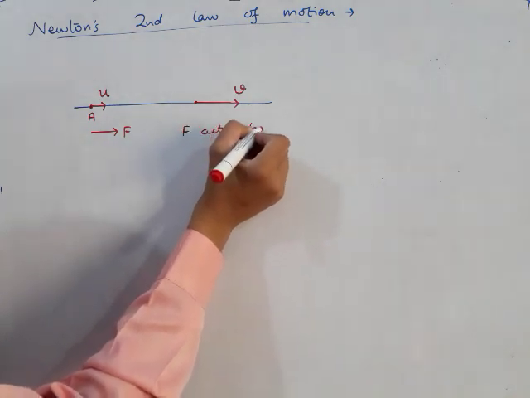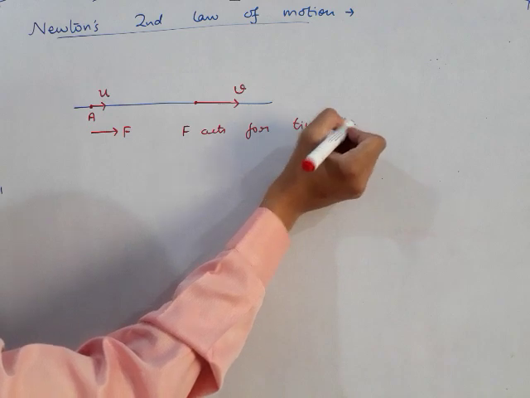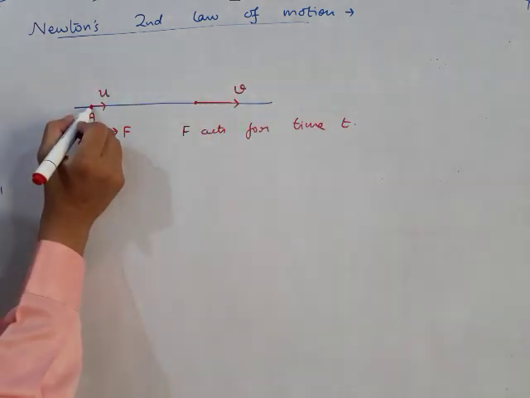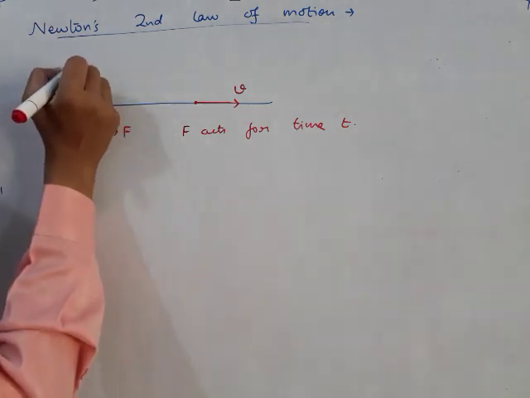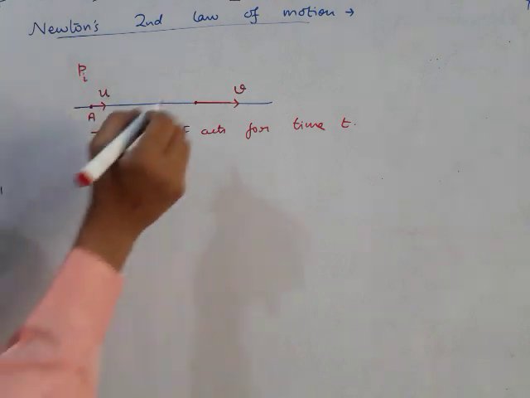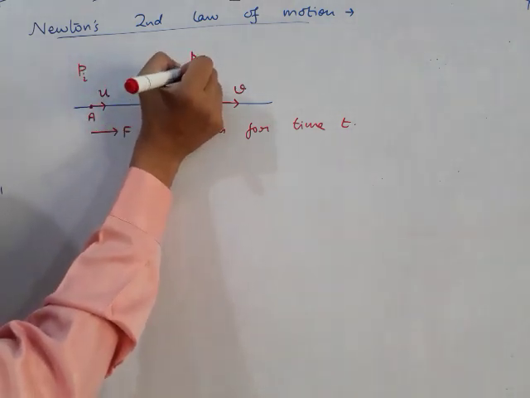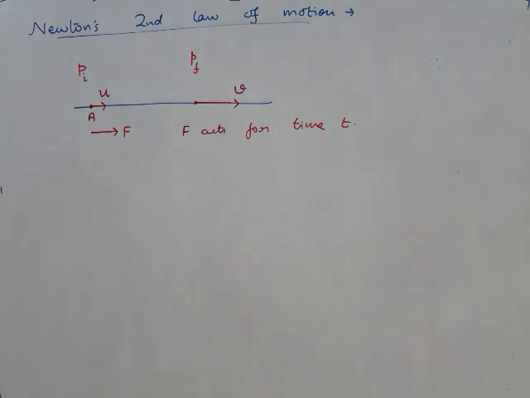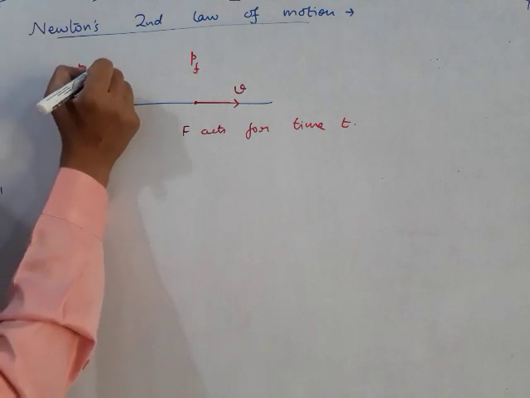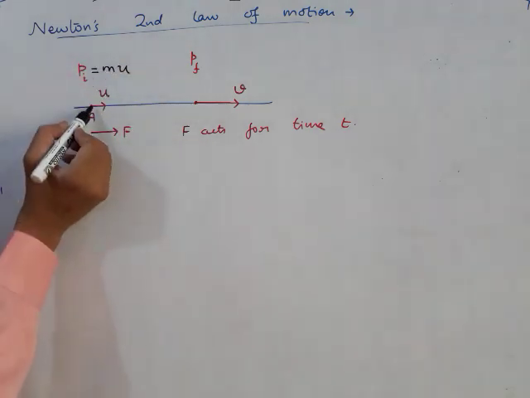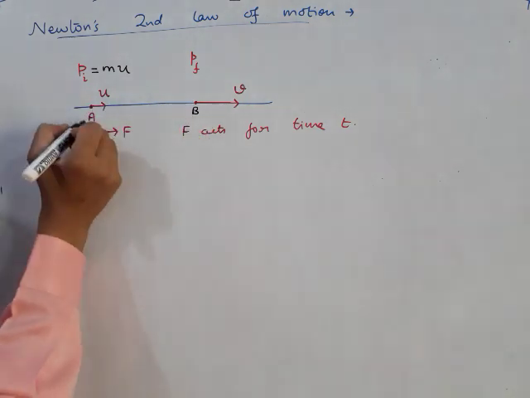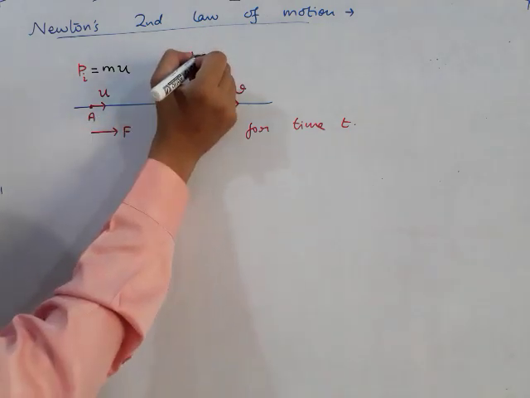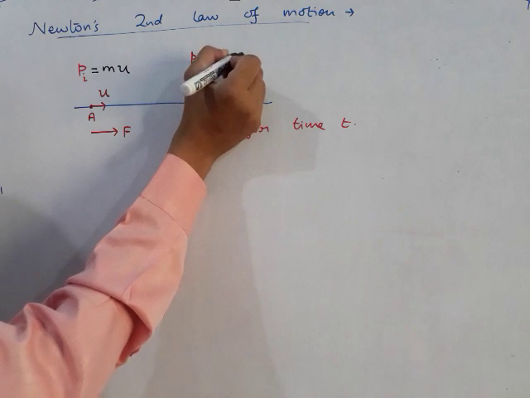F acts for time t. In time t, the velocity increases from small value u to large value v. Now here what will be the momentum? Momentum at this point I will denote by pi, and at this point by pf. What will be their values? You know, the momentum formula is product of mass and velocity. So pi is mass of the object times its velocity u. And at this point, which I will call b, this is initial point i, this is final point f. Here the momentum will be mass times v.